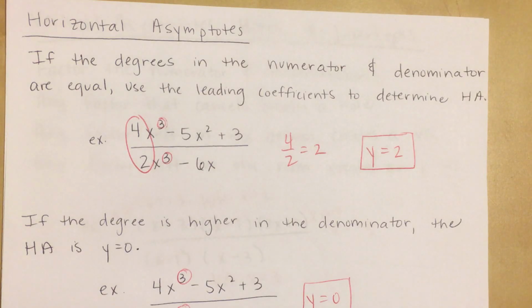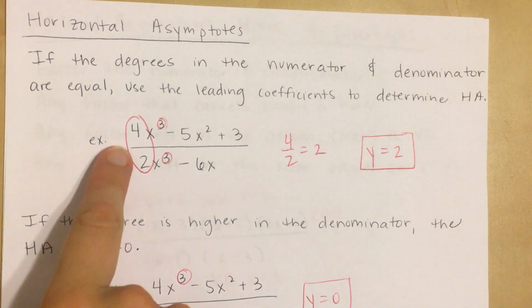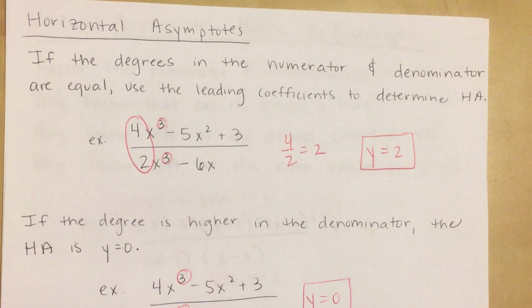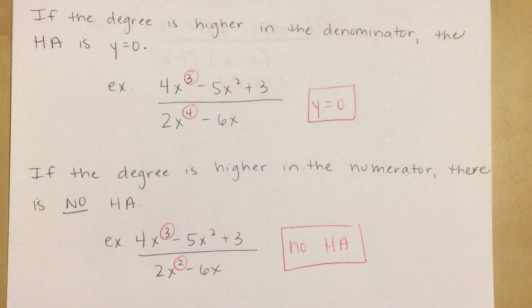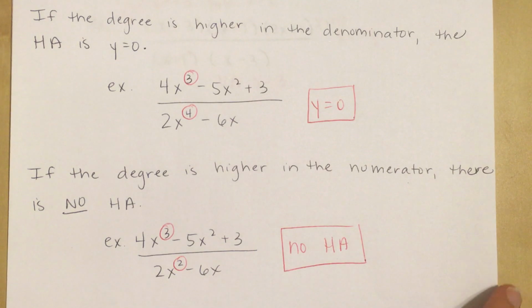Let's do some more challenging examples of determining the characteristics of a graph given a rational function. Reminder, horizontal asymptotes: if the degrees are equal in the numerator and denominator, you look at the leading coefficient to determine the horizontal asymptote. If the degree is higher in the denominator, the horizontal asymptote is 0, y equals 0. If the degree is higher in the numerator, there's no horizontal asymptote.